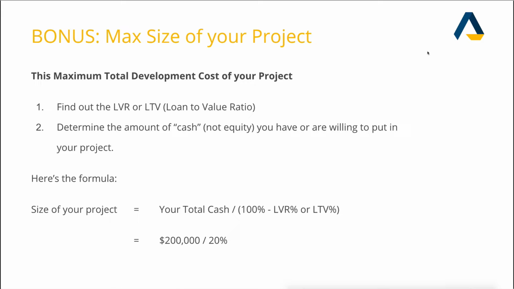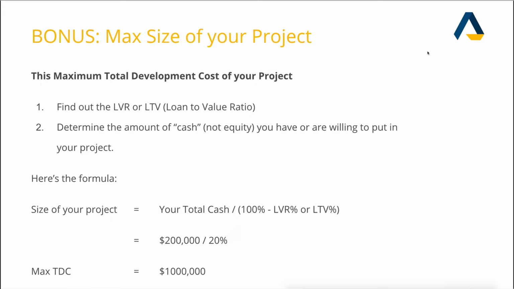So let's say you can borrow 80% of the money. That means 100% minus 80%, so you've got to come up with 20% of the money. If you only have 200,000 in your bank account and that's the only money that you want to allocate, you simply divide that by 20%, and that'll give you the maximum TDC, which is the total development cost of your project, of $1 million.